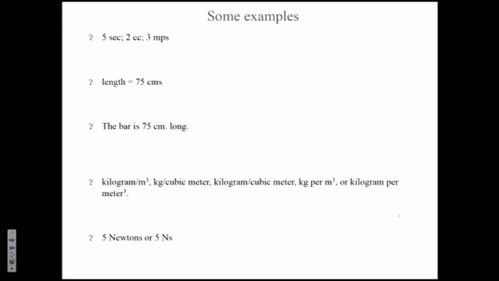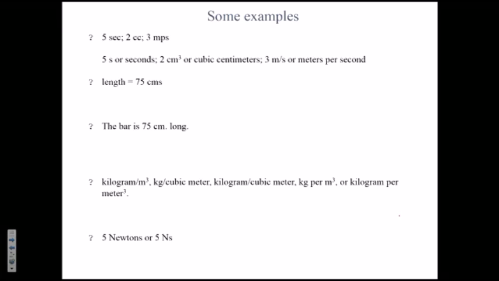Units should either be written in full or the symbol. So sec is not right. You can't say 5 sec. It should be either 5 s or it should be 5 seconds. 2 cc. cc is not an accepted abbreviation. So it should be 2 cm cubed, or 2 cubic centimeters.